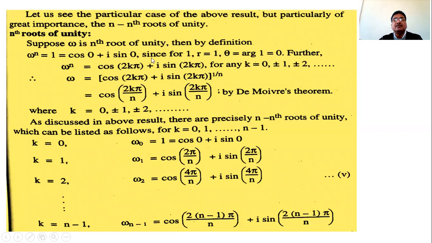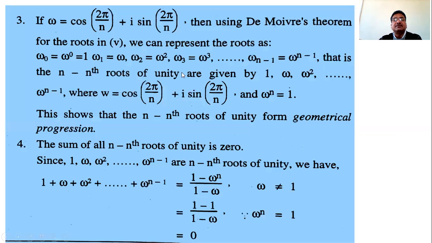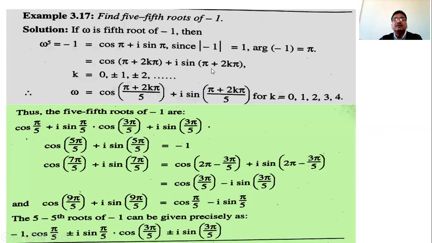Add 2k pi. 0 plus 2k pi is 2k pi, because 2 pi is the period of the sine and cosine function. So add 2k pi on both sides. That is, pi plus 2k pi, where k runs from 0, 1, 2, 3 up to infinity. And then take the 1 by fifth power. So w is what? Shift this power 5 to the right side, so it becomes this bracket raised to 1 by 5.